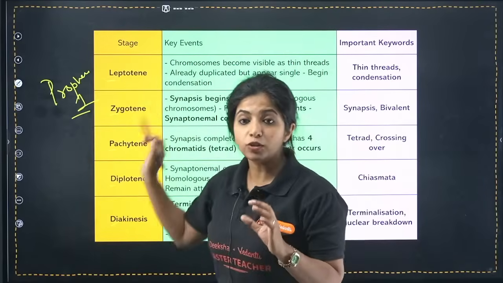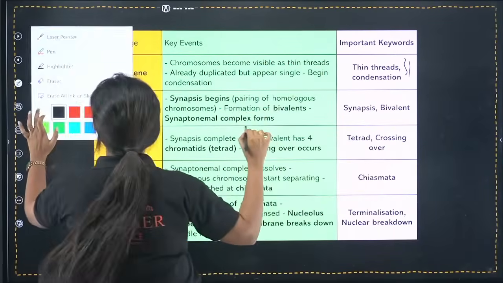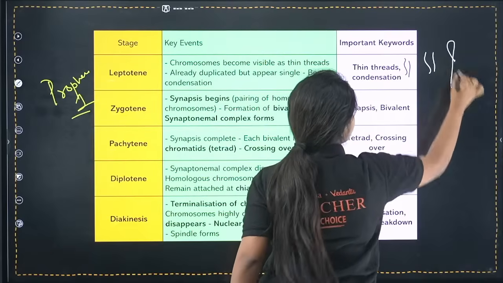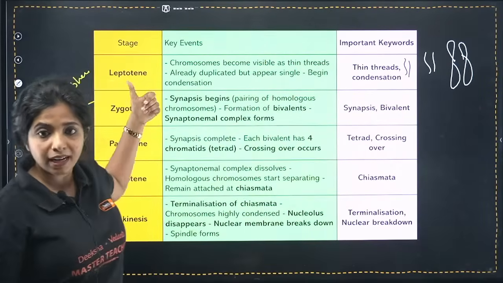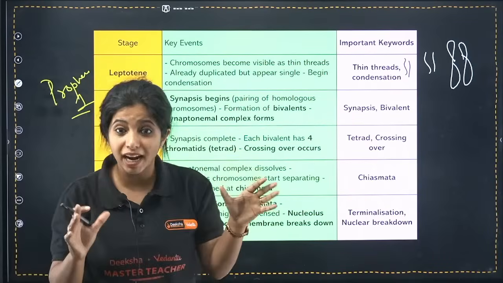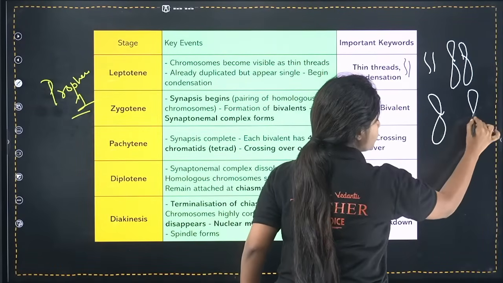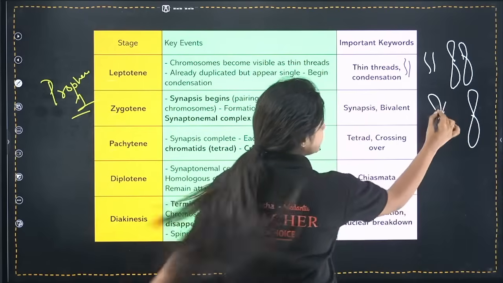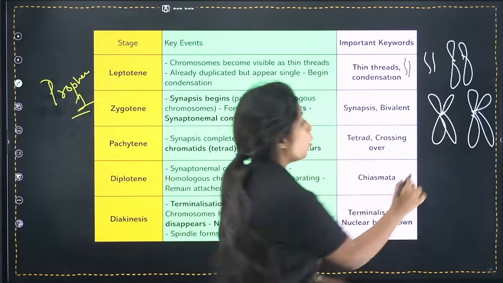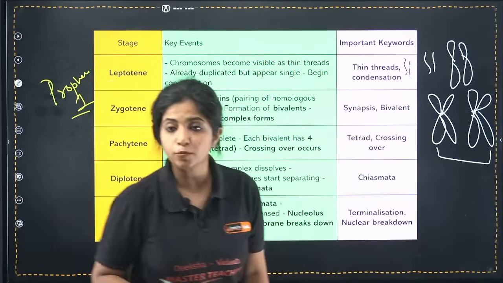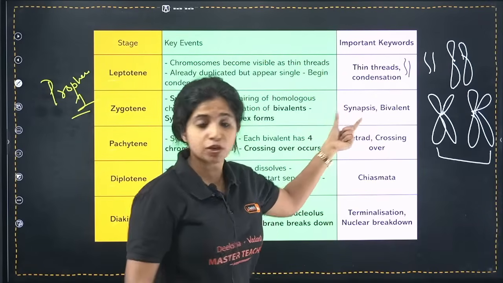In the leptotene, what is going to happen? The chromatin fibers are going to condense. They are going to condense to chromosomes. They will look like chromosomes. So thin thread condensation happens in leptotene. In zygotene, for the first time, the chromosomes from the father and the mother, which have duplicated themselves during the S phase, are going to come together and form synapses. This is a unique feature. Synapses are going to be formed. Why?